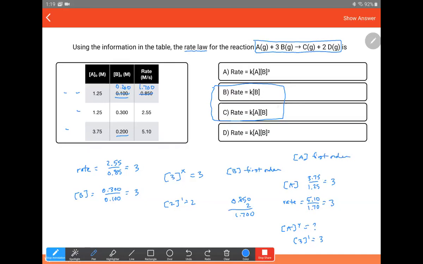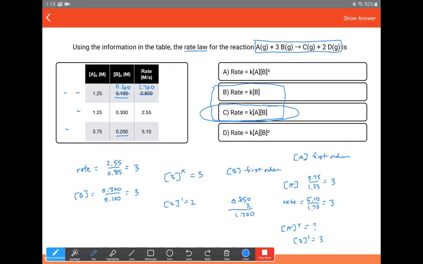And so what we are left with is C. Remember, zero order means there's no impact. So you triple, you quadruple the concentration of something, and the rate would not change. First order means if you double it, the rate doubles. If you triple it, the rate triples. If you quadruple it, the rate quadruples. If you raise it by 2.5, the rate goes up by 2.5.